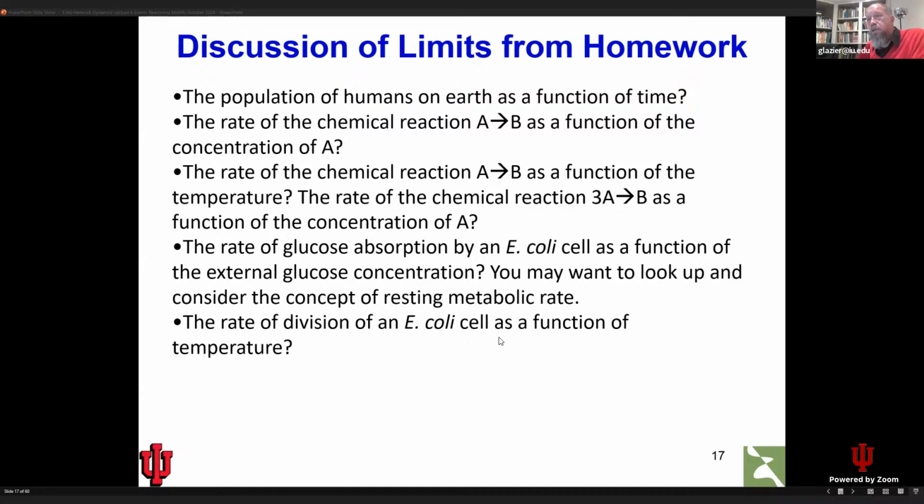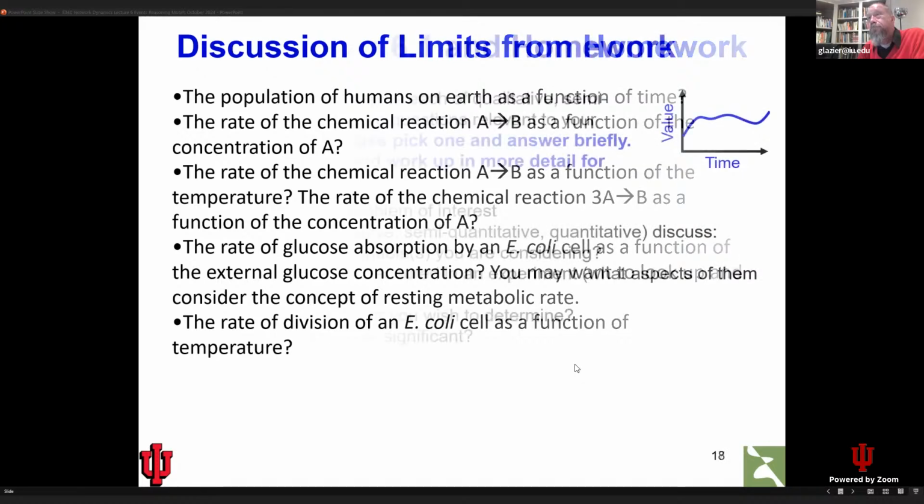And so actually, the population of humans, the rate of glucose absorption, and the rate of division all have similar patterns as a function of the control parameter, even though they're very different questions. And so I hope that homework problem was meant to be a fun problem rather than a difficult problem, just to think about why it's not so simple always to write a simple mathematical relationship for rate. All right.